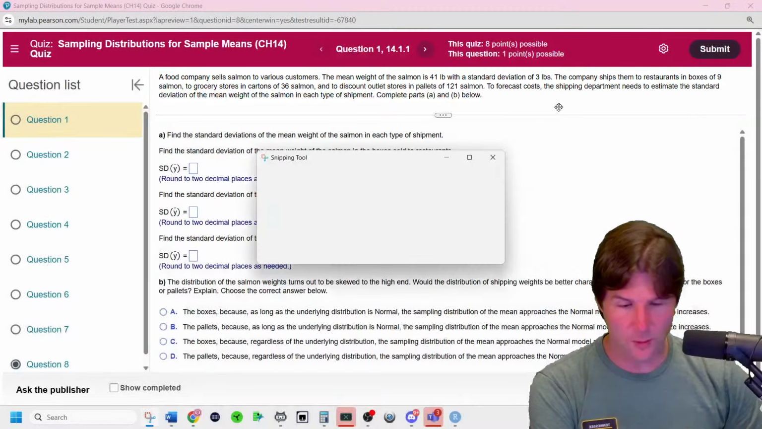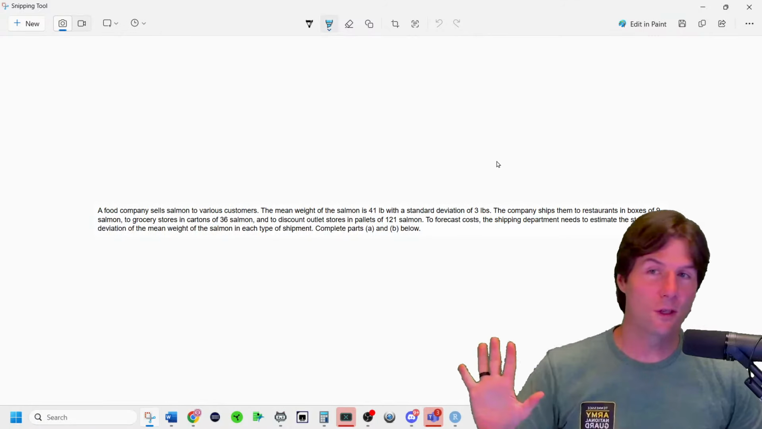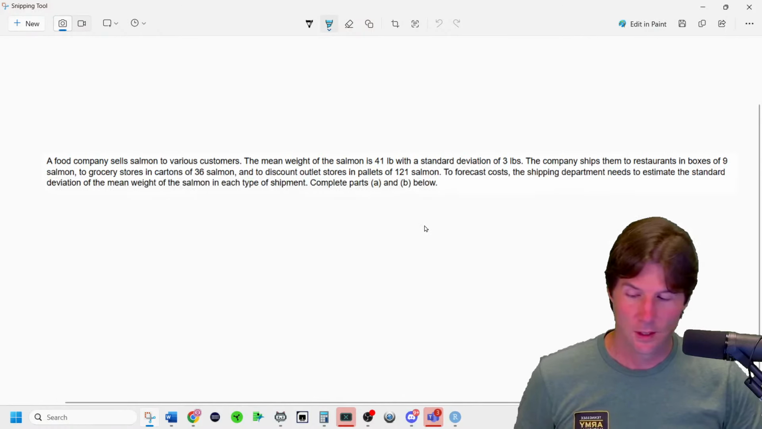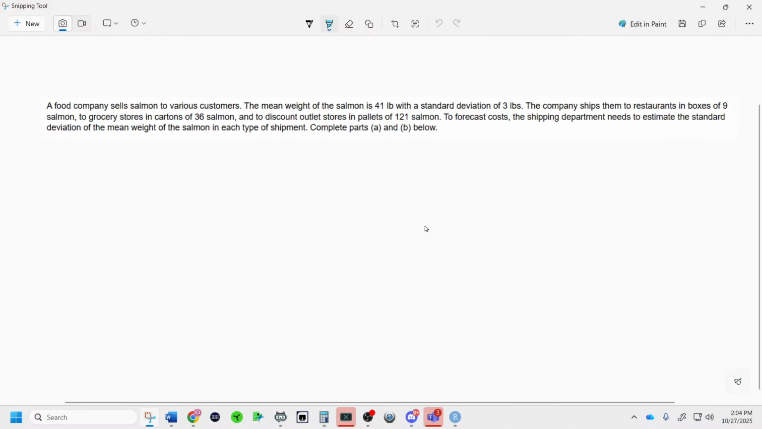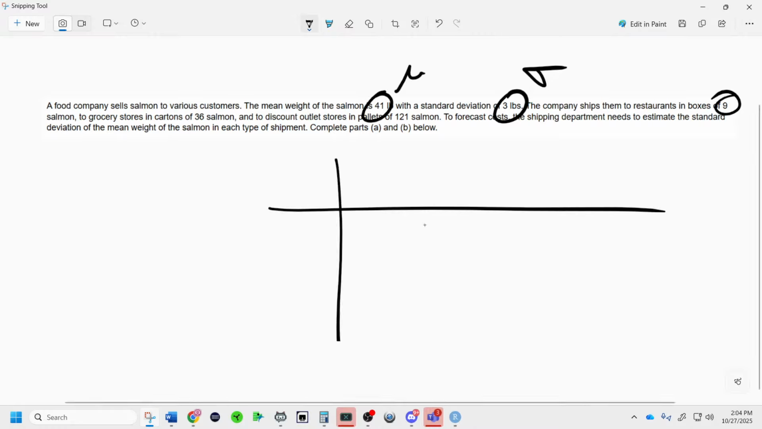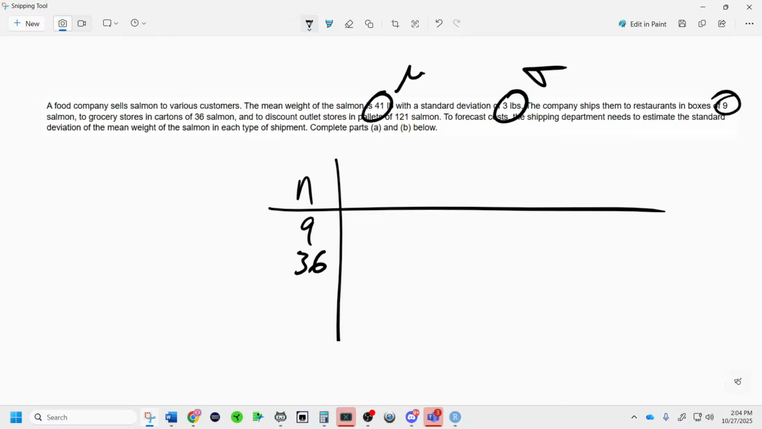So the first thing we do is we mark. I don't even read the questions. It's all about notation first. It says right here, the mean weight is this, well, this is mu. And the standard deviation is this, this is sigma. And then we have different sample sizes. So what we get right here is an n of either 9, 36, or 121.